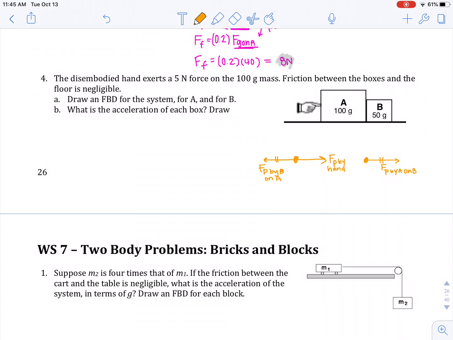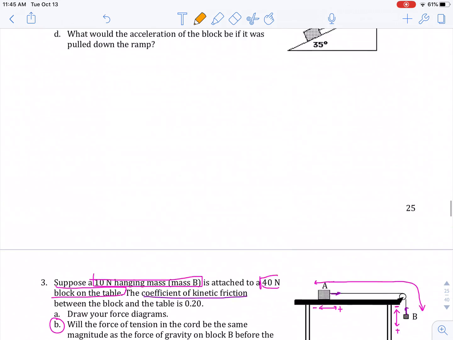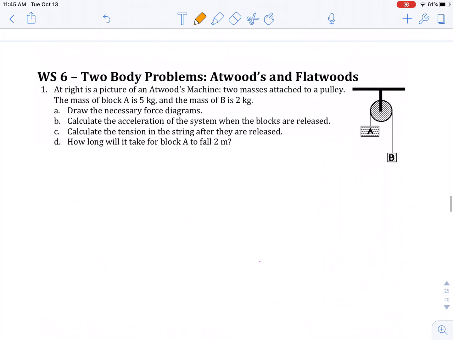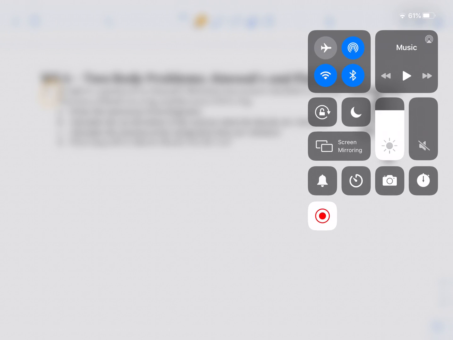Okay, so your homework is to do the rest of this FBD for number 4. You're going to do your FBDs and F-net equations for number 2 and for number 1. Good luck. Let me know if you have any questions.